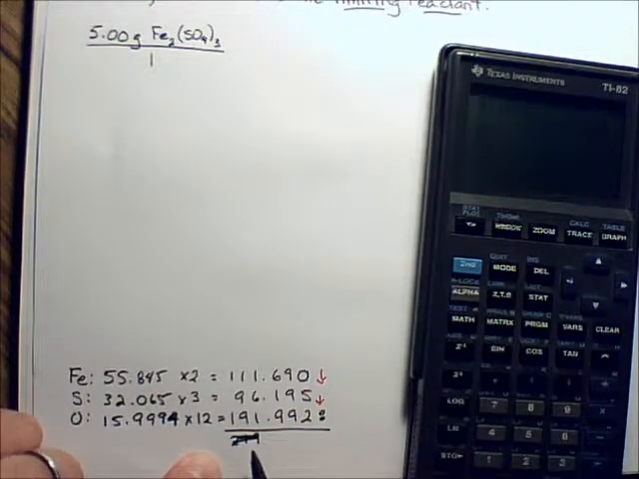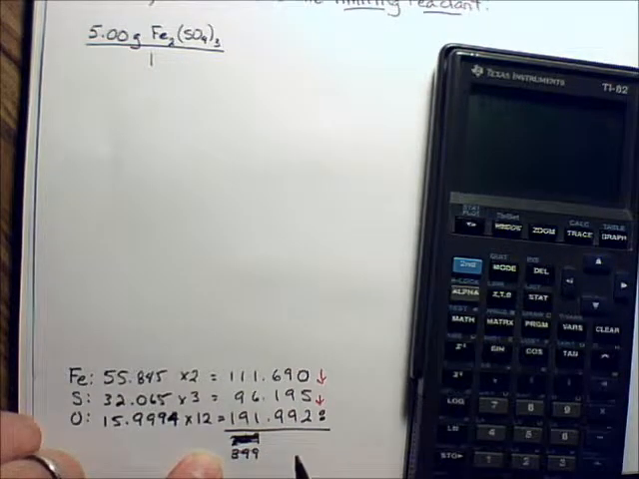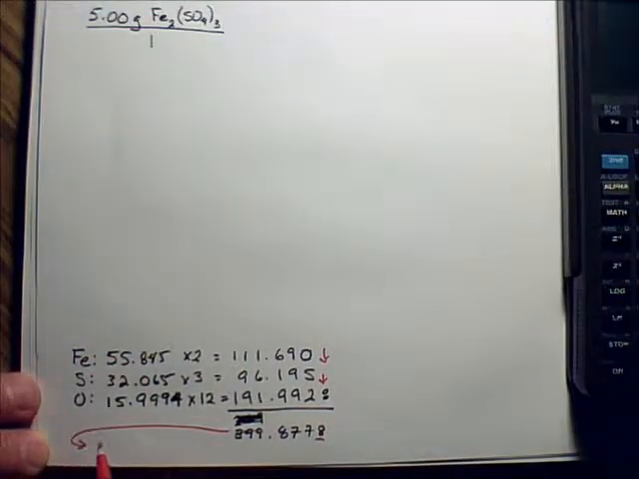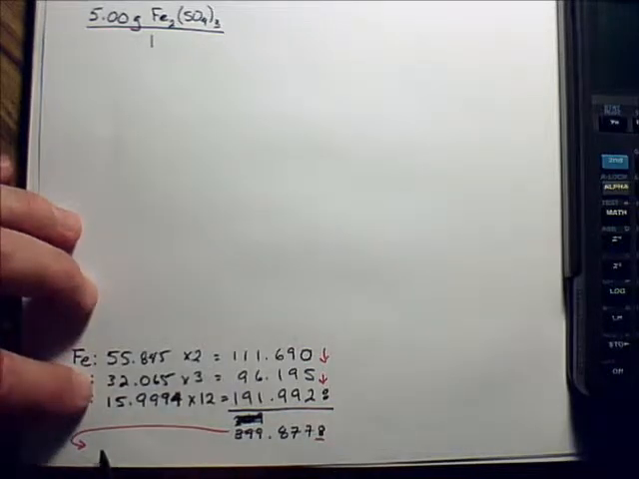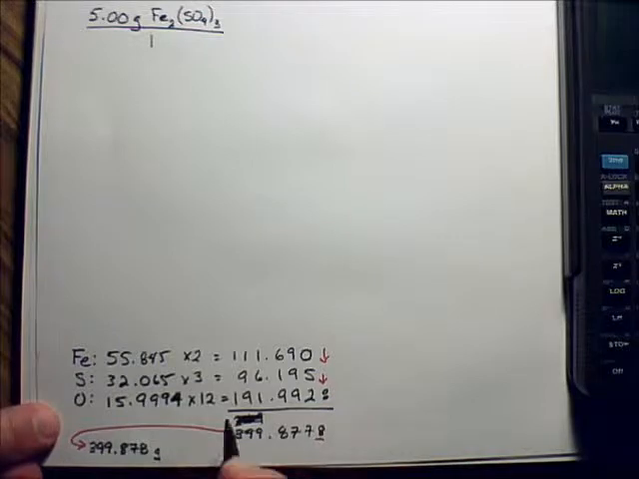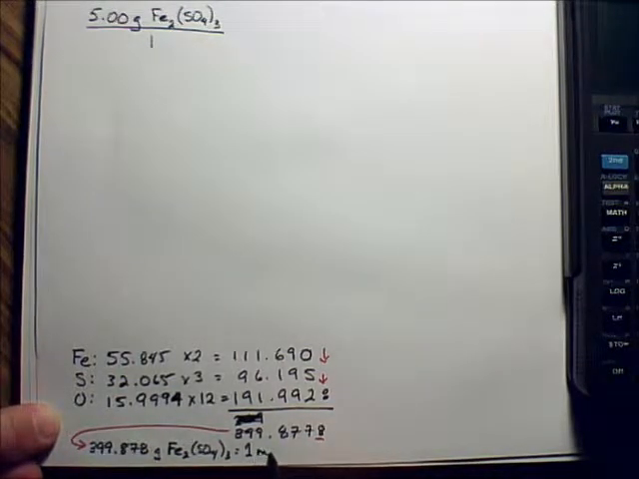So this is 399.8778. Okay, and we're going to round off that last digit, and we're going to use an arrow to show we've rounded the answer. And so I get 399.878 grams of iron 3 sulfate equals 1 mole of iron 3 sulfate.